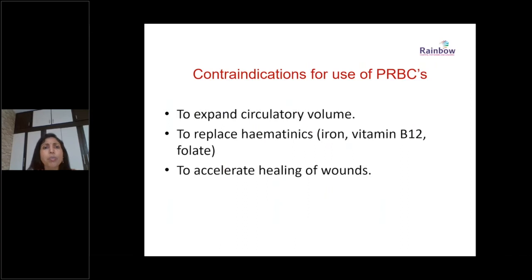We never use PRBC to expand circulatory volume. Don't use it as a replacement for hematinics, and definitely not for wound healing, which was the old norm. Previously, people used to think that PRBC, with good oxygenation, can heal the wound. Yes, it is true, but just to heal the wound alone, we should not transfuse, because there are other factors with which we can address that.